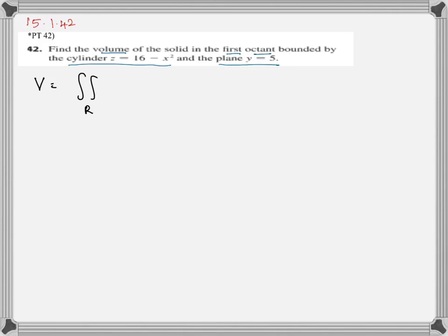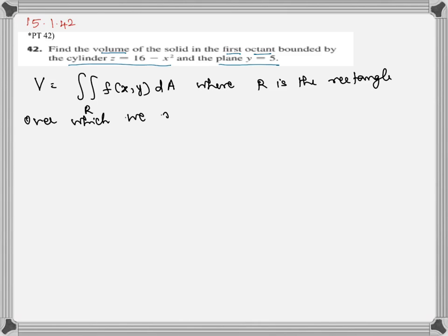So volume by the formula is the double integral over R, where R is a rectangle, of f of x y dA, where R is the rectangle over which we consider the surface, over which we need the volume of the surface.